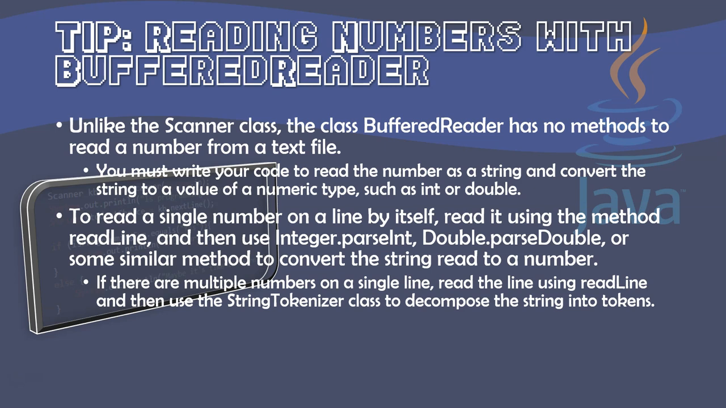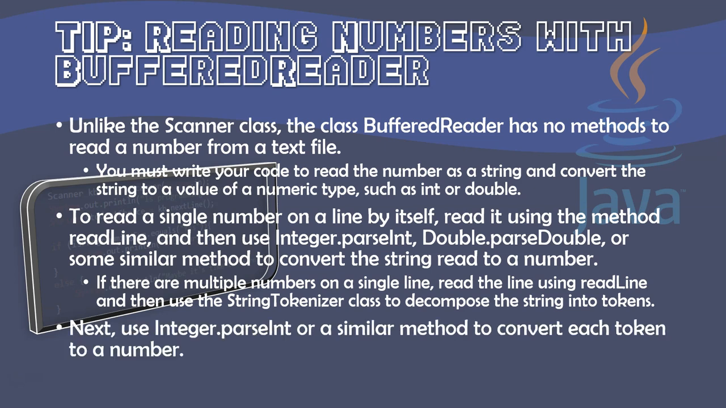So if there are multiple numbers, for example, on a single line, we have to read the line using readLine and then use the StringTokenizer class to actually decompose that string into tokens. So we have to actually break it apart into smaller substrings. Then, of course, we would use Integer.parseInt or a similar method to convert each token into a number. And again, this is only if you're using readLine. If you're using read, remember that is automatically an integer type, which works. But what if we had a double type? And this is, of course, when we might want to use readLine over read.